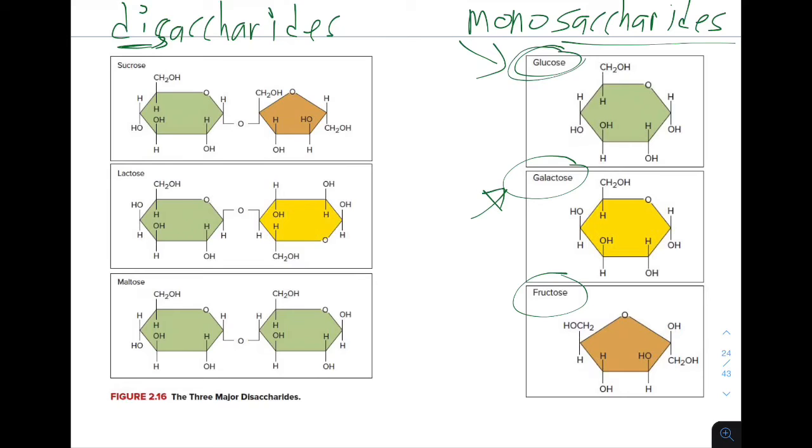Glucose is by far the one we will talk about the most. You should definitely remember as much as you can about the molecule glucose. It's really important for everything.